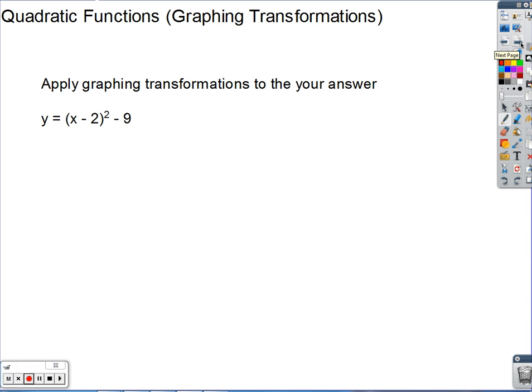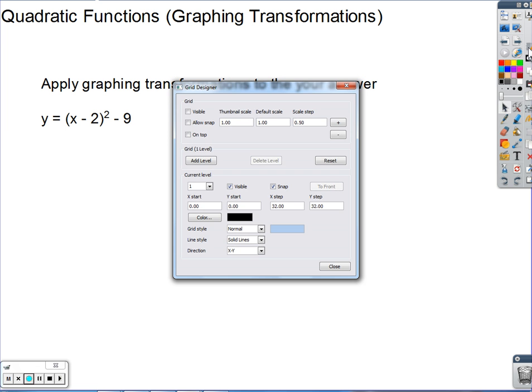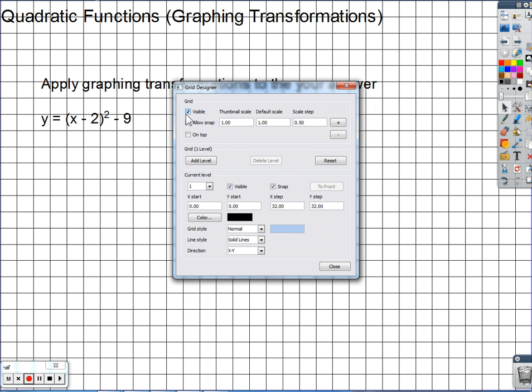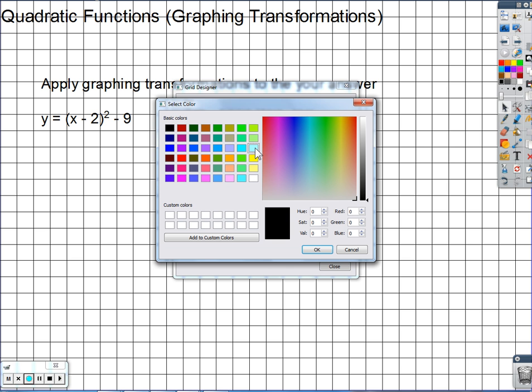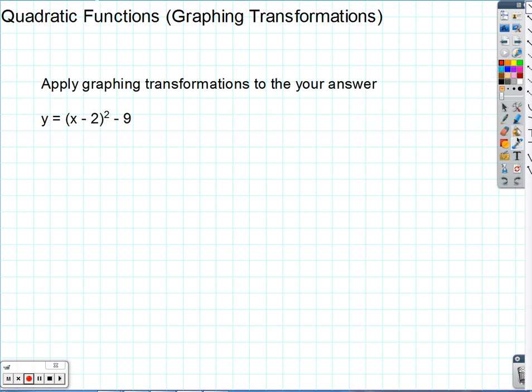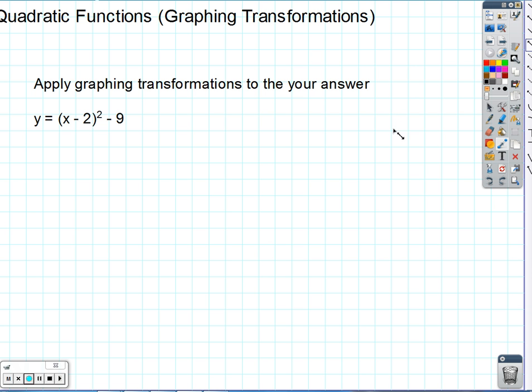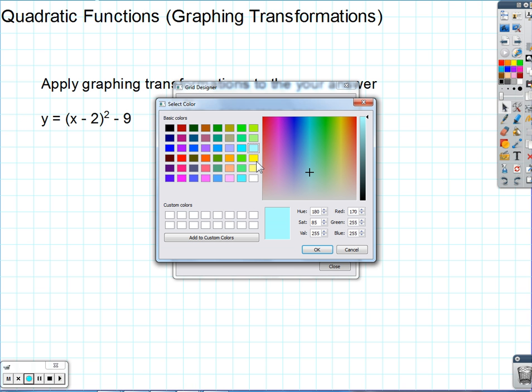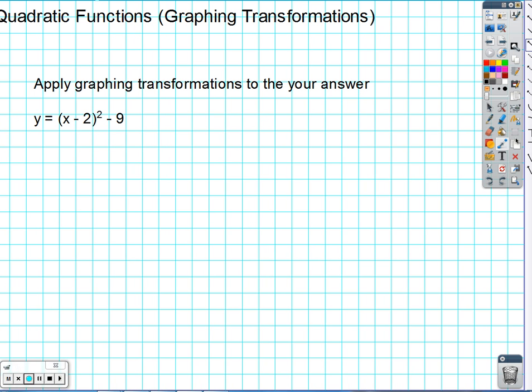Apply graphing transformations to our answer. Okay, so if we were going to go ahead and graph this, then what we would want to do here is, first of all, let me give myself a grid. It's going to help a little bit. All right, so first, coordinate plane usually helps. And that's not good enough. Let's make this a little darker. Okay, so coordinate plane here. It's going to be down 9. It's going to open up. So I'm going to make this a little unbalanced.